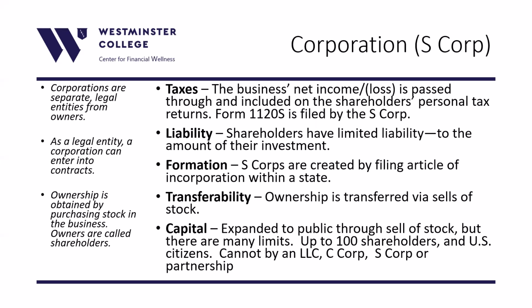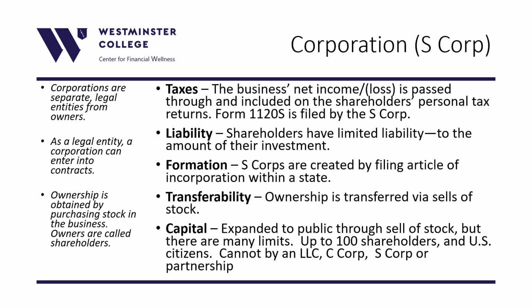Taxation. The business's net income or loss is passed through and included on the shareholder's personal tax returns. Now, this is if, after creating a corporation, they've elected to create it as an S Corp. I'll talk about that in a second, under formation. So I'm assuming that they've elected to create an S Corp. So the business net income will pass through to the shareholders. If it's an S Corp, the S Corp does file a Form 1120-S to the IRS to report the profit or loss for the S Corp. Liability: the shareholders have limited liability to none of their investments.